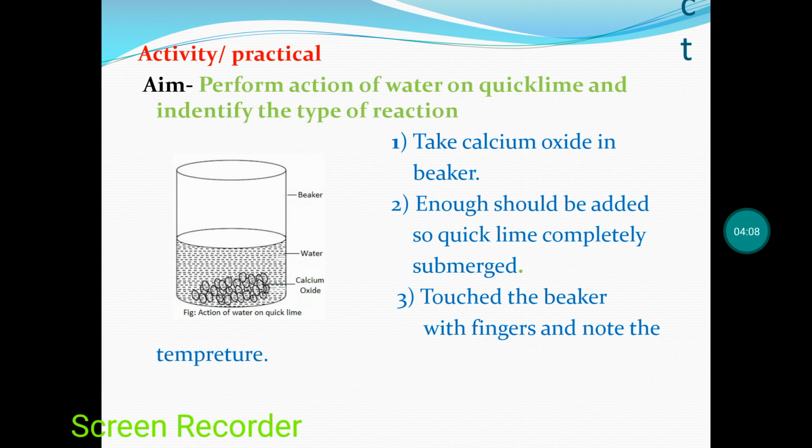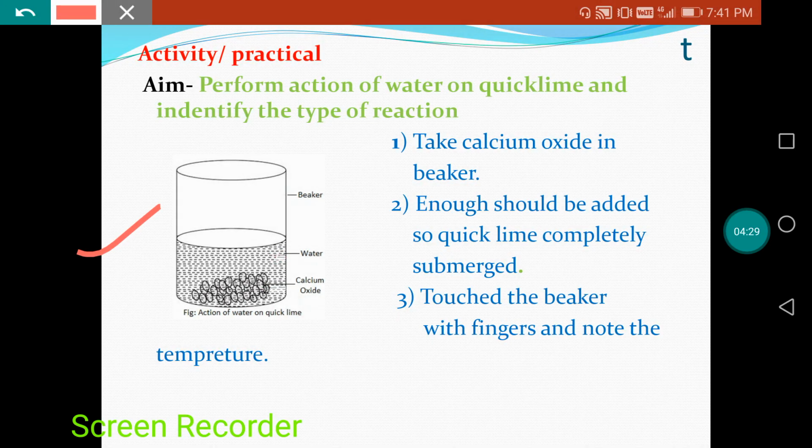Let's try to understand a similar reaction, or you can perform a similar reaction in practical. I am going to discuss an activity here. The aim of this practical is to observe the action of water on quicklime and identify the type of reaction. When you perform this activity, first you take a beaker. Then pour some calcium oxide on this beaker. Then add enough water that the calcium oxide or quicklime is completely merged in water.